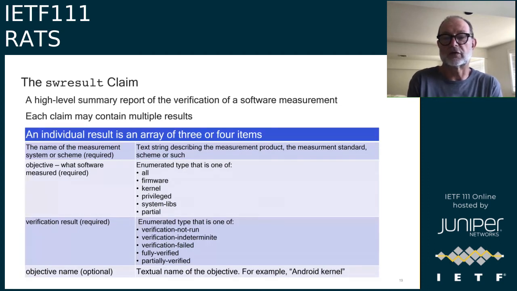Did the measurement run and complete and was fully verified? Did the measurement run and then fail? Did the measurement run and the results were indeterminate, perhaps because something went wrong with the measurement, like it was unable to parse something? So you don't really know. It could be right, it could be wrong. You could say the verification was not run, or you could say the verification was partly verified.